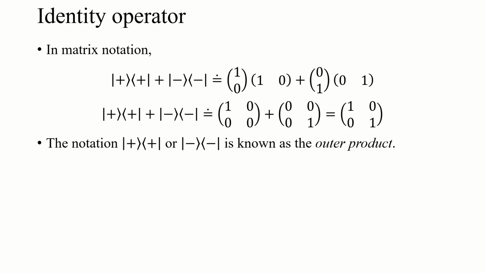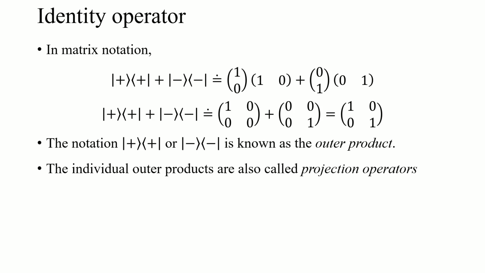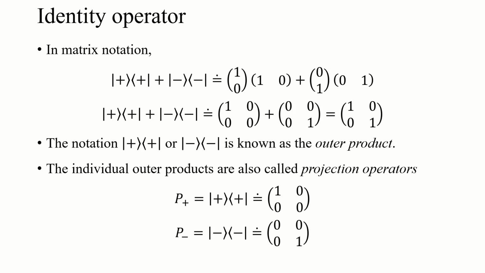And again, I mentioned this briefly a second ago. This ket bra notation is what we call the outer product, as opposed to the inner product, which is a bra ket pairing. When it's a ket with a bra, we call that the outer product. And the individual outer products here are what we refer to as projection operators. The spin up projection operator would be the spin up ket and the spin up bra, and in its matrix representation, it would be that, whereas the spin down projection operator would look like this.